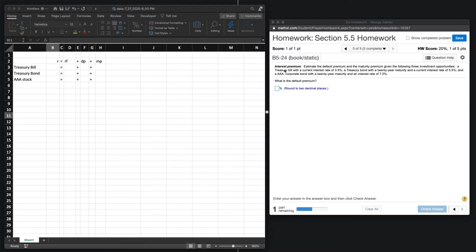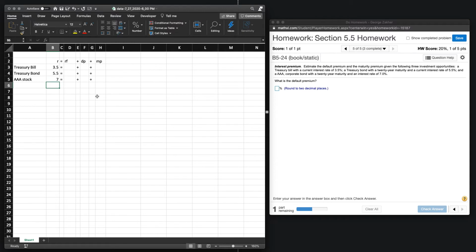So the first is the Treasury bill. Okay, so it's a current interest rate of 3.5%. So we know that it's 3.5% Treasury bill. Then we have a Treasury bond. Okay, so we have a maturity of 20 years, and the current interest rate is 5.5%. And finally, we can choose a AAA corporate bond with a 20-year maturity at a rate of 7%.